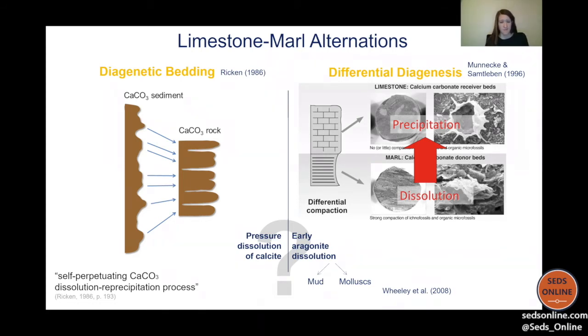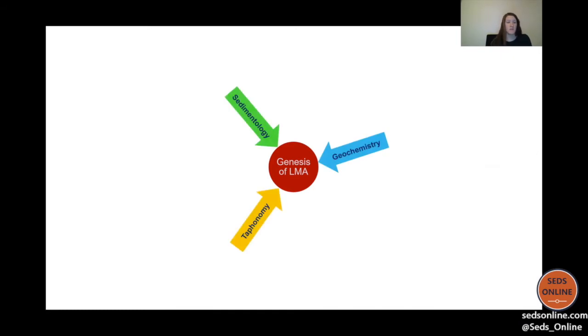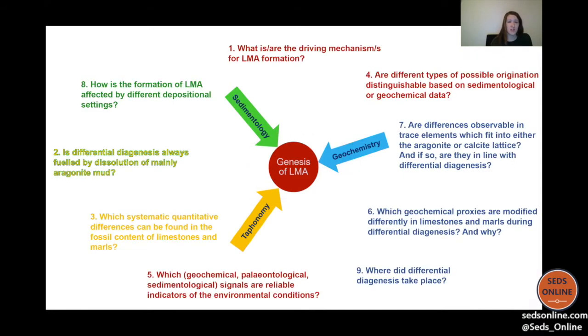So the question is, which model is correct, and also where does it take place? Basically, the genesis of limestone-marl alternation is a fundamental question, and it is not fully understood. And this implies possible misinterpretations of paleoenvironmental conditions, since it possibly steers sedimentological, taphonomical, and geochemical patterns, raising a lot of questions for each discipline.